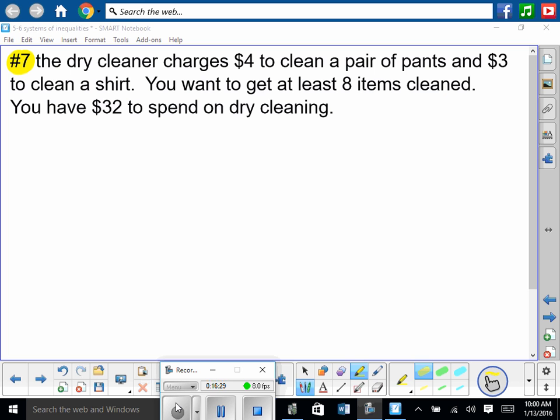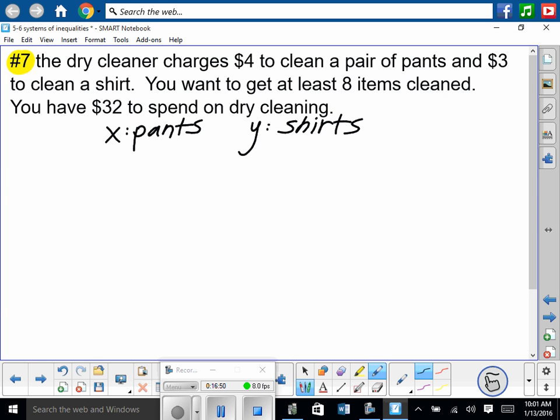So what I said was, first of all, okay, I'm going to call X pants. So I'm going to call my variable X pants. And I'm going to call my variable Y shirts. So I started off like this. This is kind of how I thought through it.